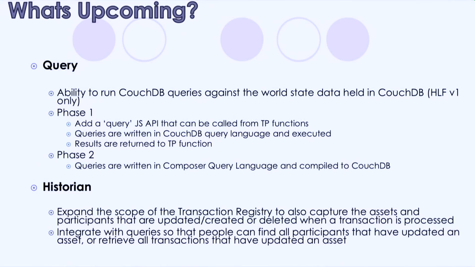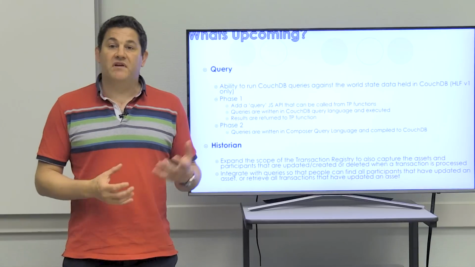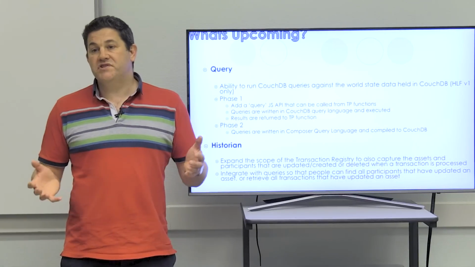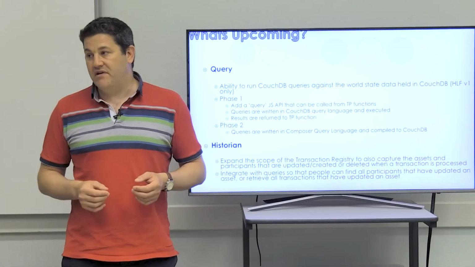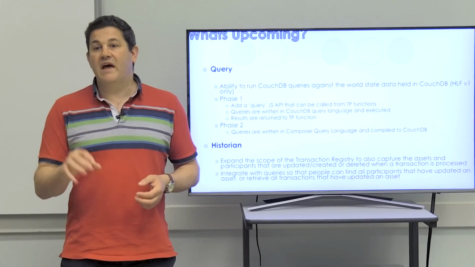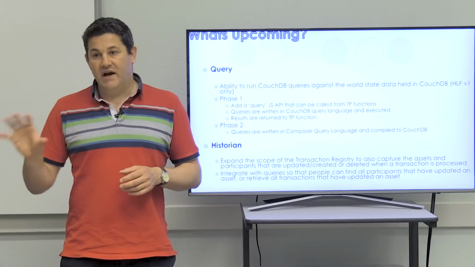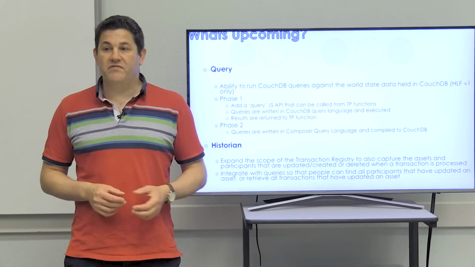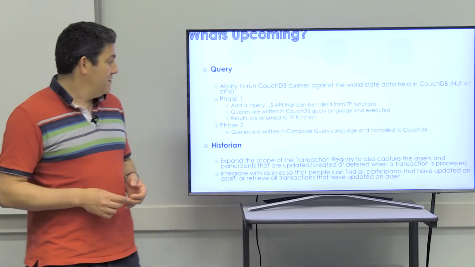So, find all the participants in this network that have interacted with asset 1, 2, 3, or show me the history of all transactions, or show me all transactions that have deleted an asset, or all transactions that have interacted with asset ABC. And if you put yourselves in Debbie's mindset, to build a lot of those regulatory reports or provenance or compliance reports, we really need that level of historian data. So that's pretty exciting.